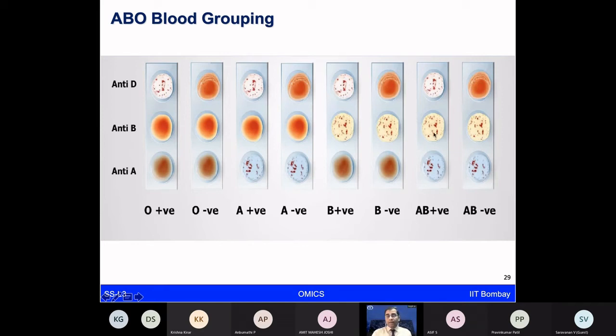When both of them are reacting, like antibody B is also showing the agglutination pattern and antibody A is also showing it, then it is AB. When both of them are not reacting, that is the O blood group.